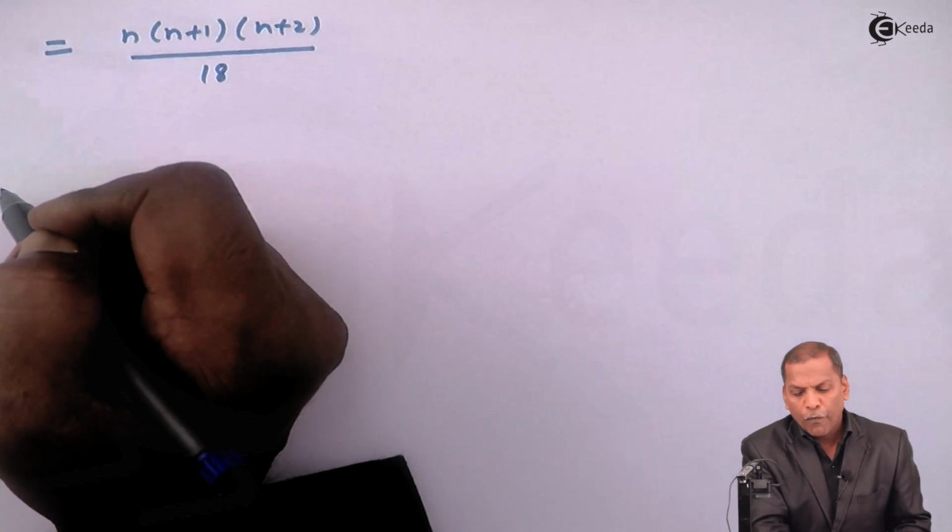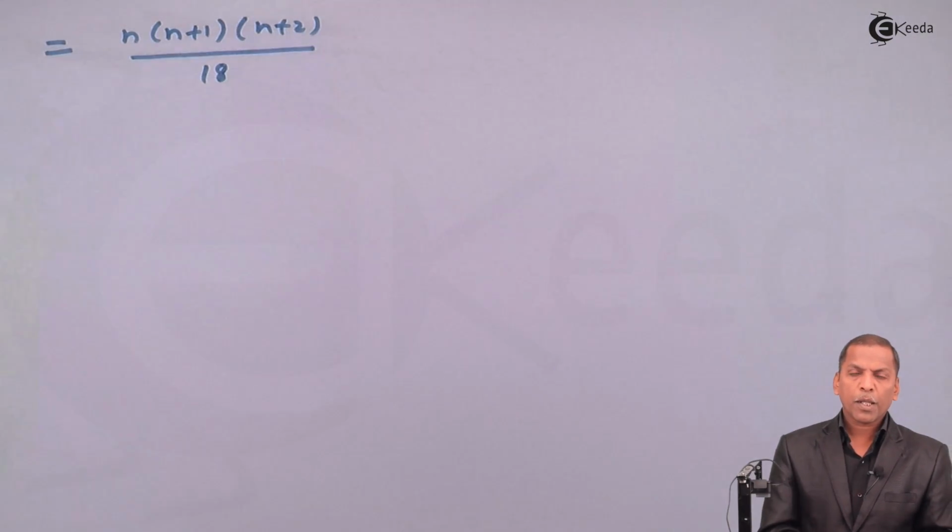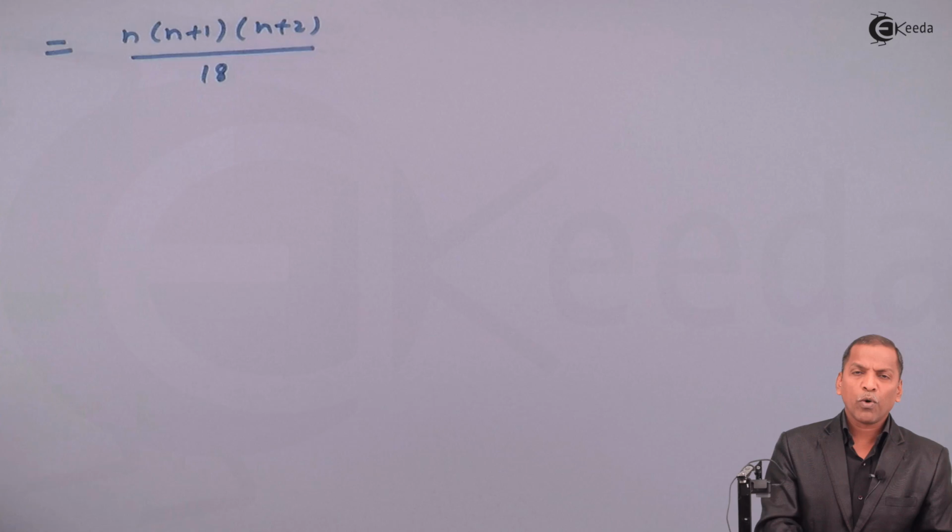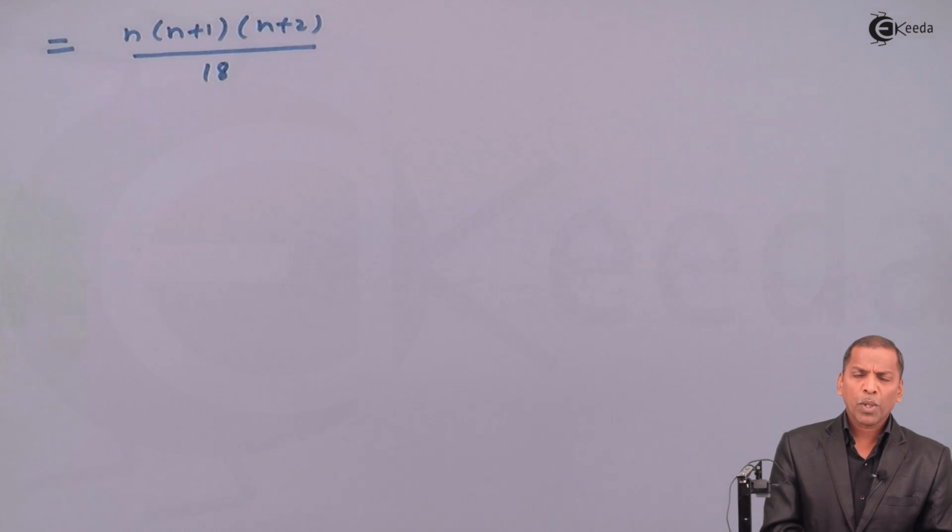So therefore, finally we prove that the summation r takes value 1 to n, (1 square plus 2 square plus 3 square up to plus r square), whole thing divided by 2r plus 1, that equal to n in bracket n plus 1, second bracket n plus 2 and whole thing divided by 18. So this is the required solution for the given problem. Thank you.